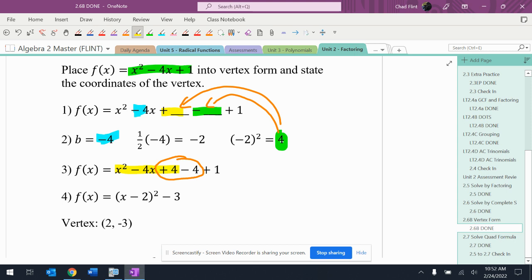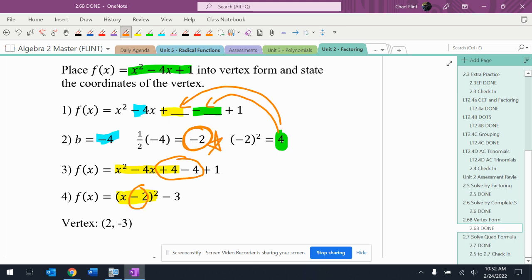Some people teach you to move stuff to the side and then move it back. That's a lot of extra moving that I don't need to do. Extra steps that make this even nastier to look at. So I factor the yellow thing, and I'm going to get x minus 2 squared. Remember, that minus 2 comes from right here. That's where that minus 2 comes from.